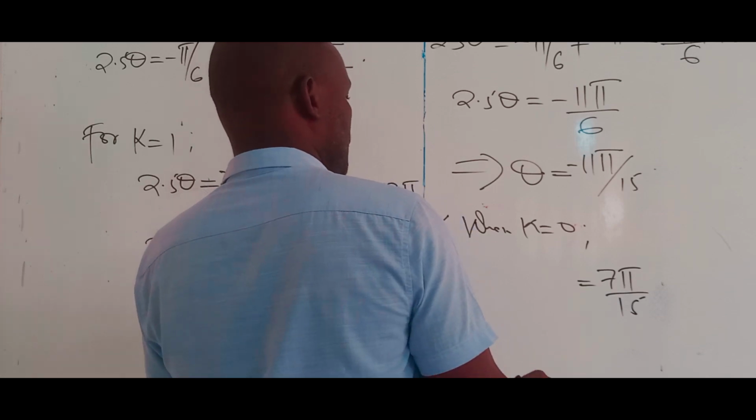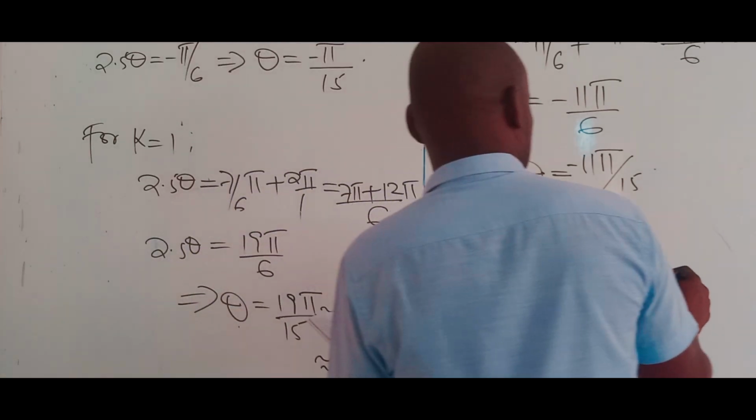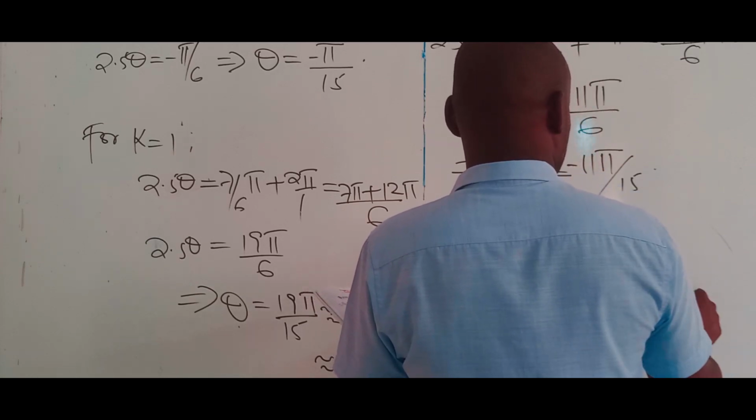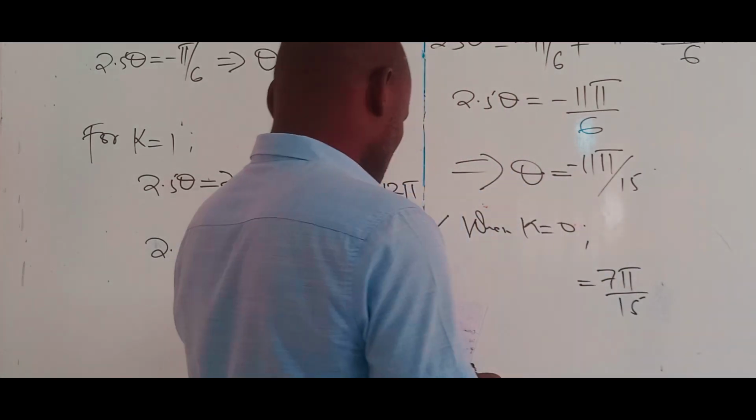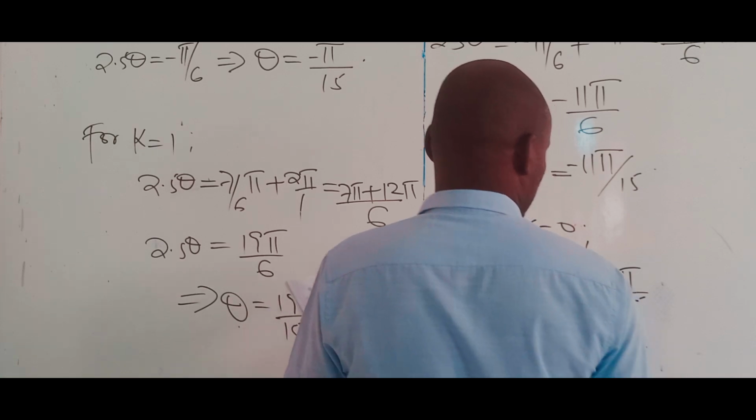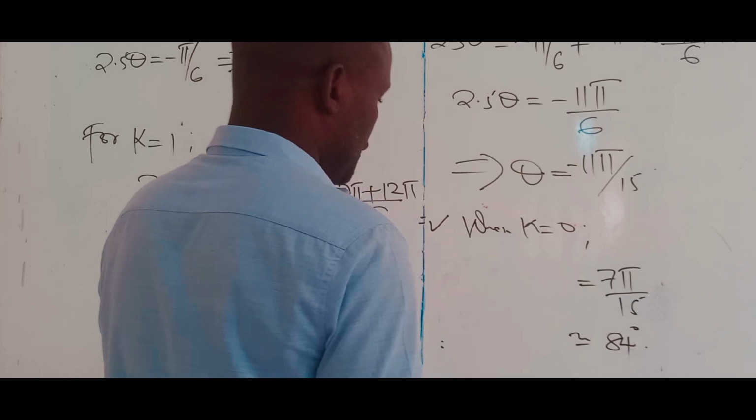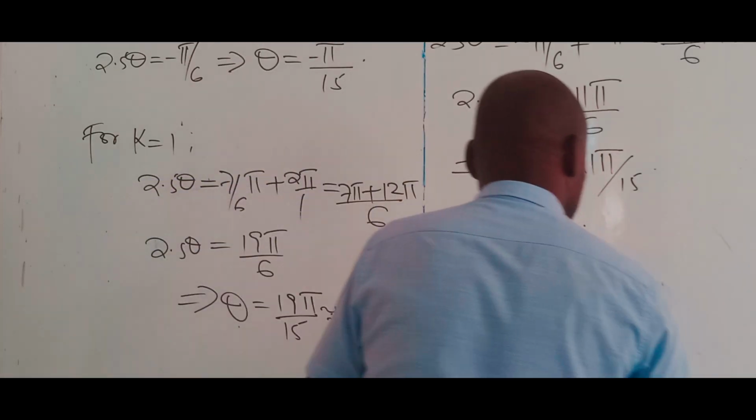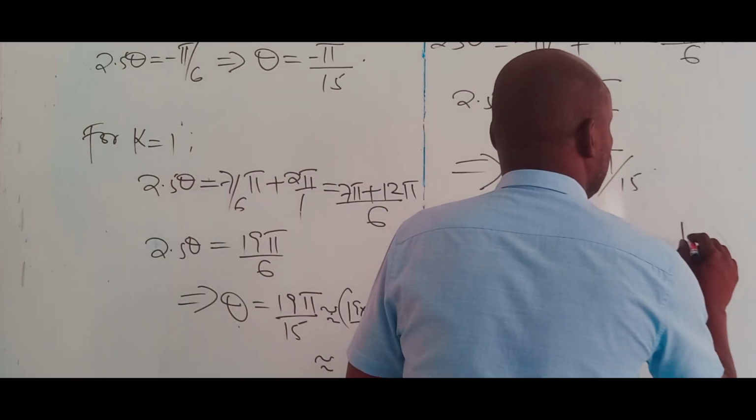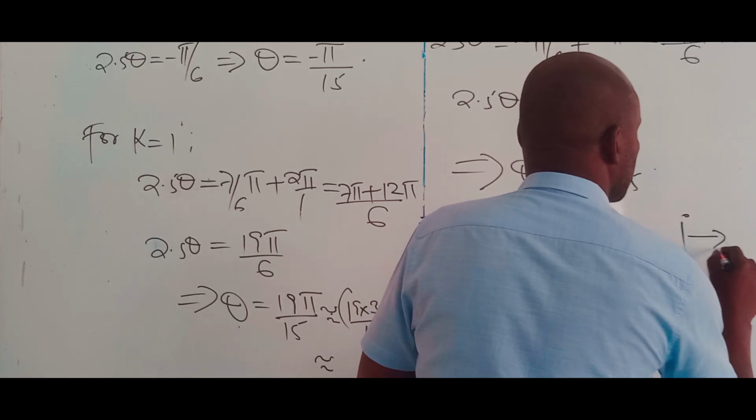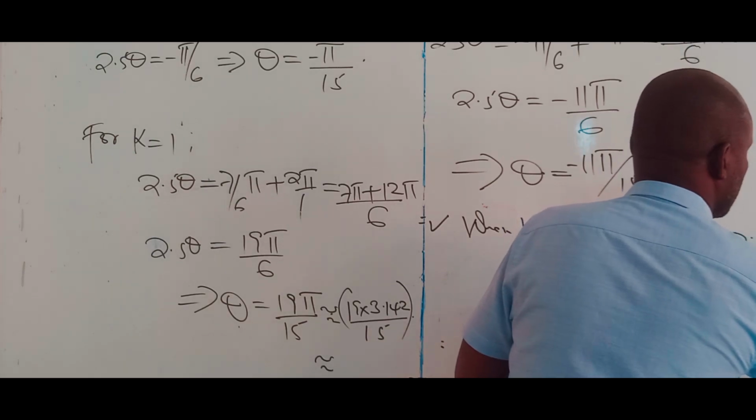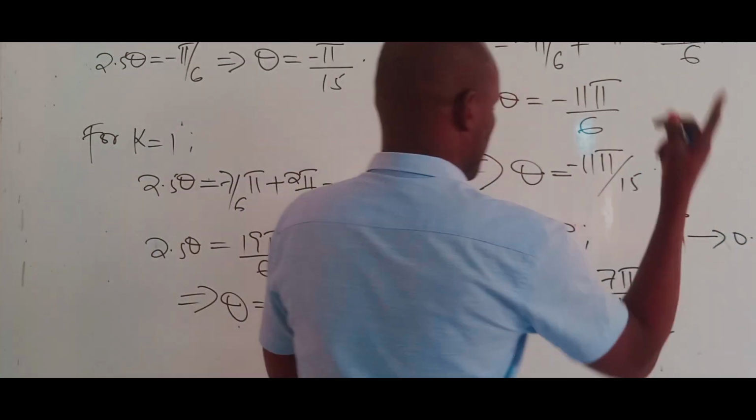Now, when it is 7 pi over 15, then 7 times 3.142 divided by 15, you get those radians. Those radians converted into degrees should give you approximately 84 degrees. So that's one of our values that is inside 0 and 180 degrees. Remember that 1 degree is equivalent to 0.0175 radians. So that's how you convert this to this.